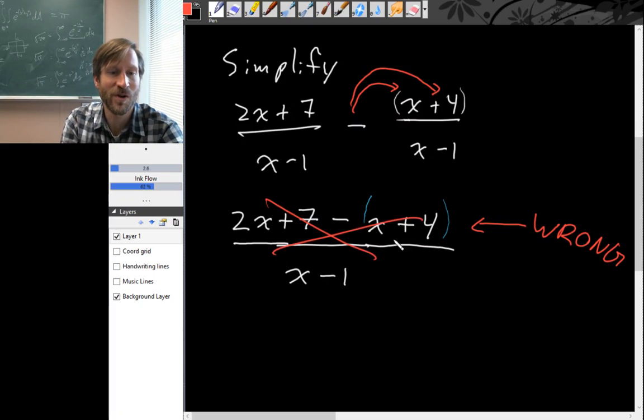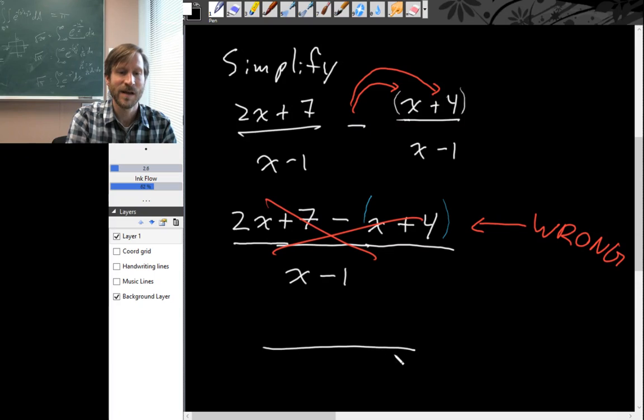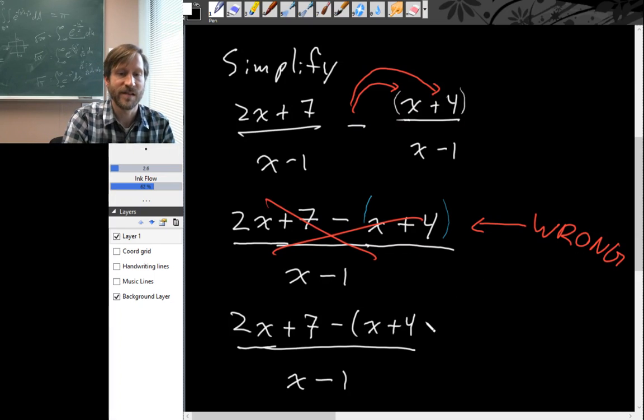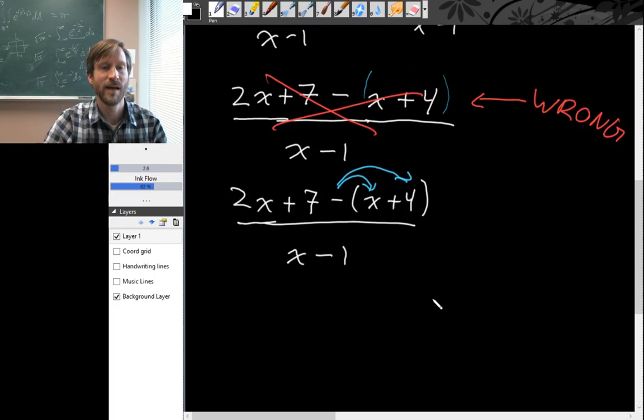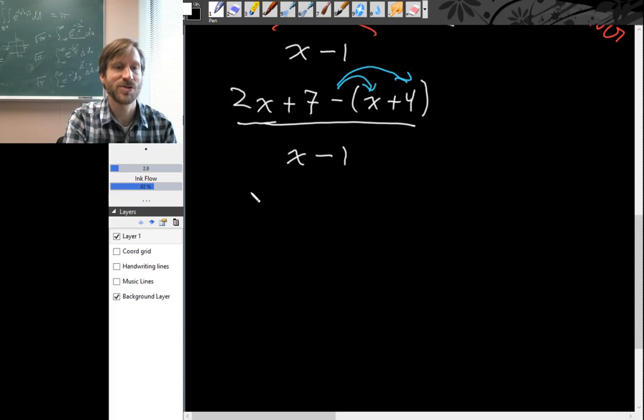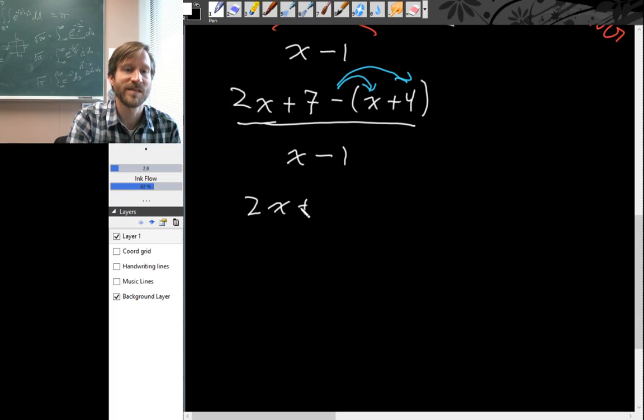So this first one was wrong. Let's do it again, but correctly. So the denominator is x minus 1. And in the numerator, we get 2x plus 7 minus x plus 4. And then to simplify this further, now we're forced to distribute this minus sign, like that. And we get 2x plus 7 minus x minus 4 all over x minus 1.